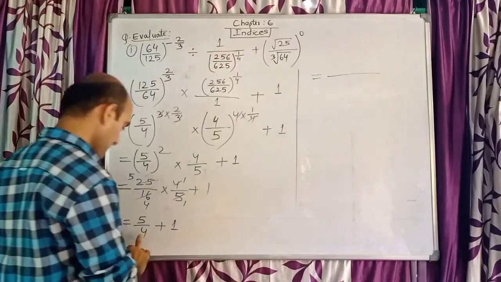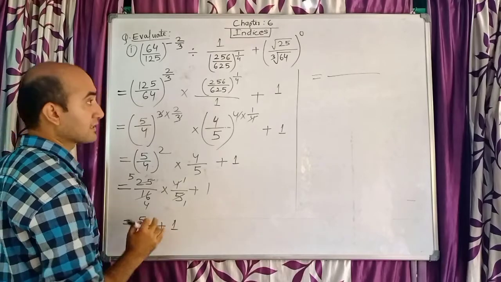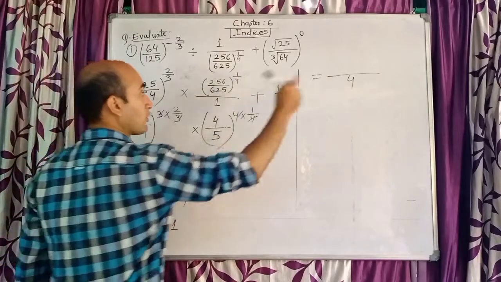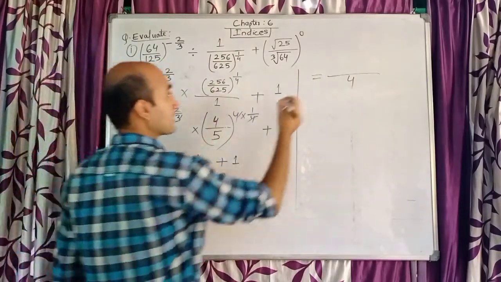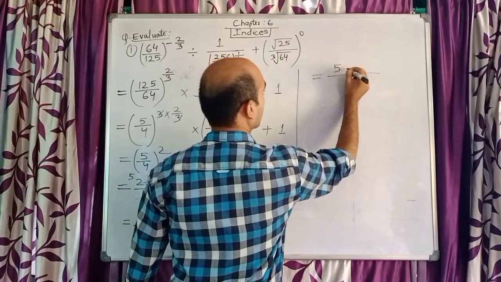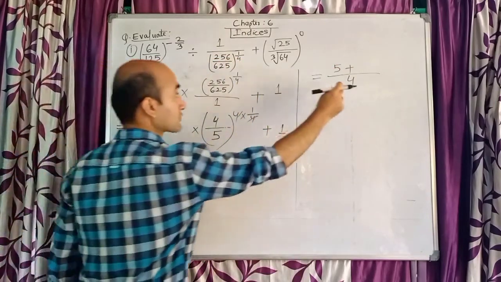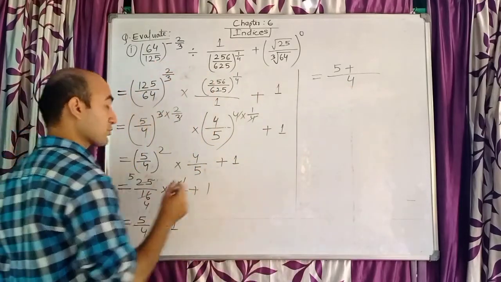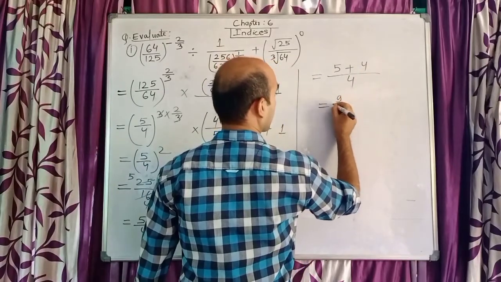So LCM of this 4 and below this 1 there is 1. LCM of 4 and the 1 here is 4 itself. And now this 4 1s are 4, how many times? 1 time. That 1 will multiply with 5. So 1 into 5 is 5. Plus below this 1 there is 1. 1 4s are 4. So how many times? 4 times. That 4 will multiply with this one. 4 1s are 4. So my result is 9 by 4.